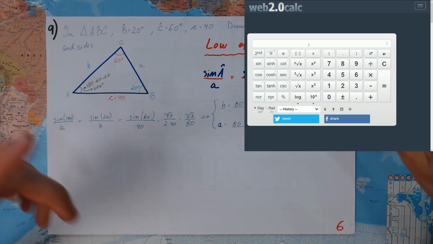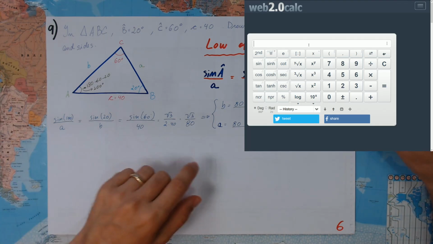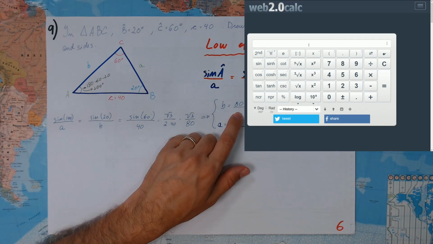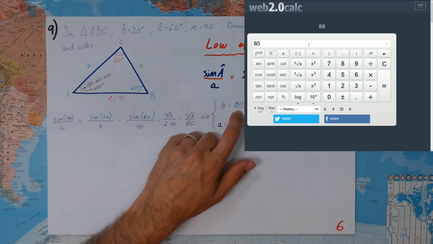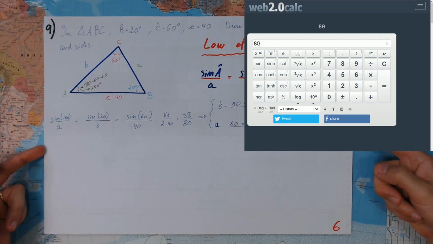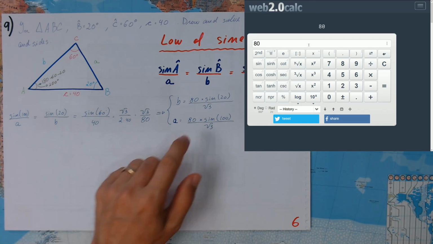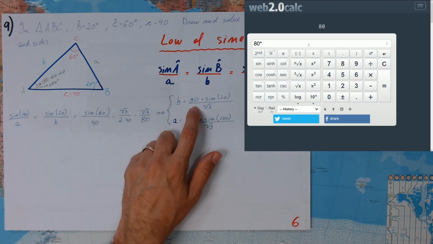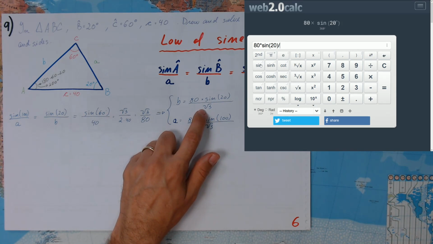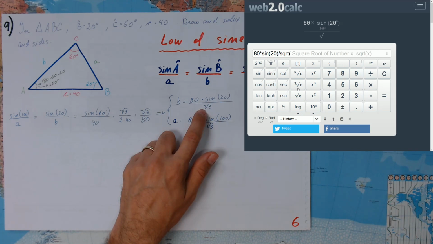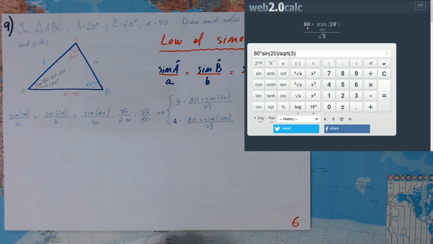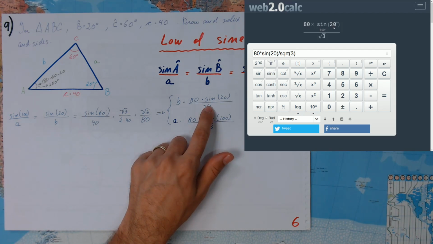So, I like to use this one. It's from the internet, it's very easy to work. Let's get b first. So b is going to be 80. Let me try to put it this way. Okay, it's better this way. Now, b is going to be 80 times the sine of 20, all that divided by square root of 3. I like to use this one because you see it writes everything you're doing. 80 times sine of 20.